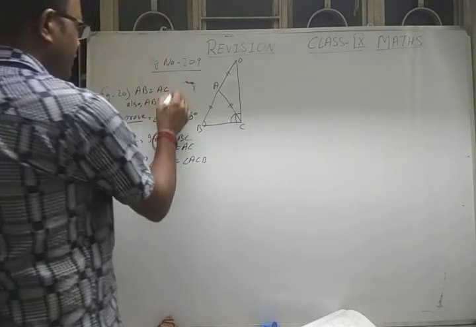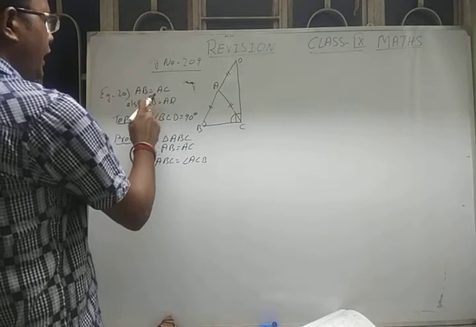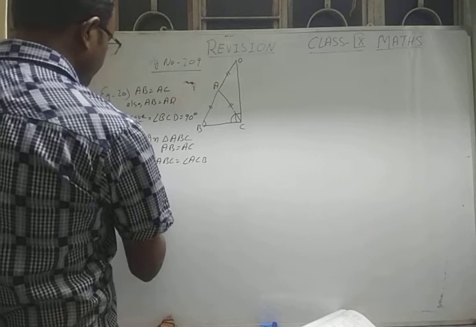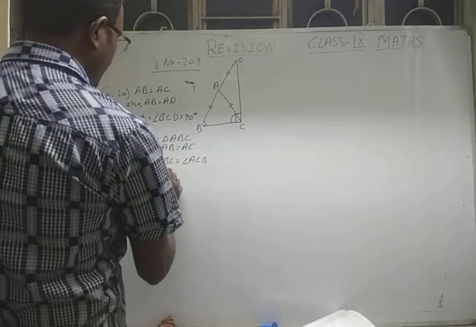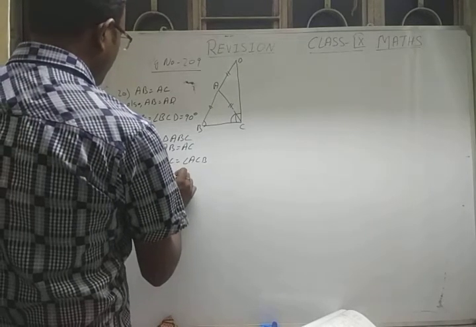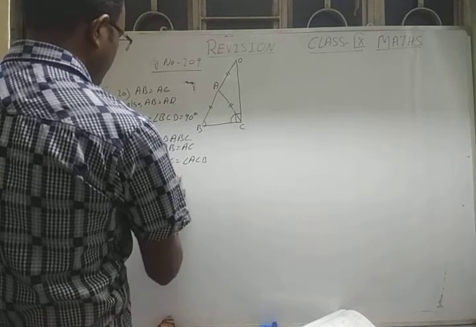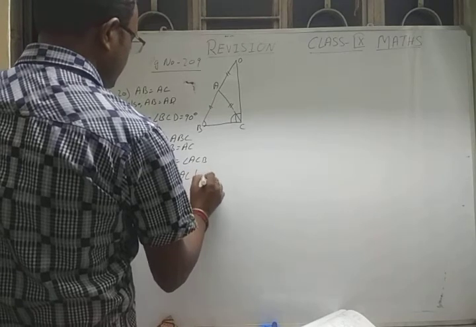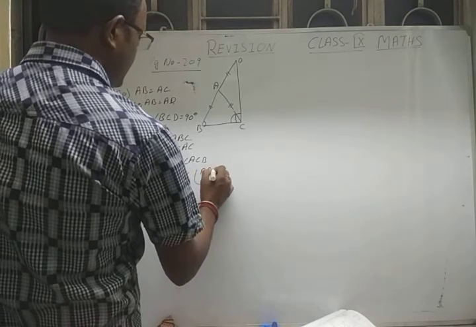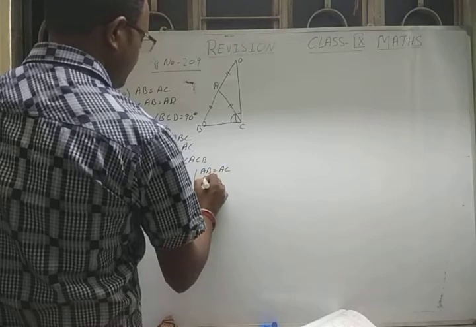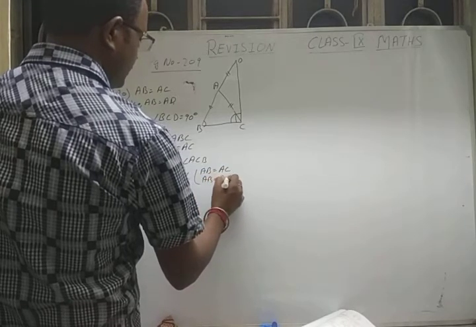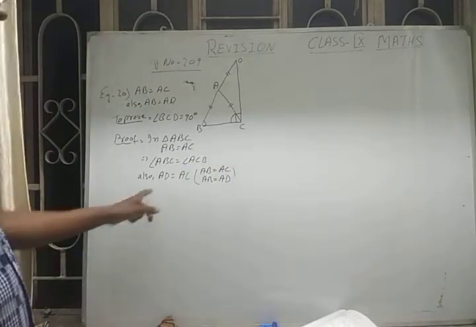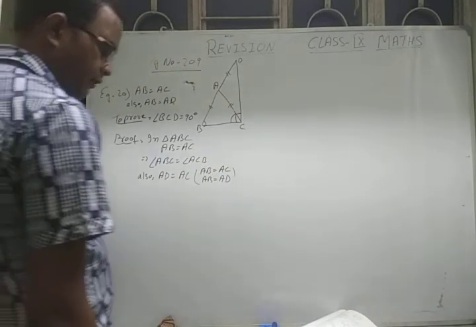Now from these two given, since AB is equal to AC and AB is equal to AD, that means AC is equal to AD. Also AD is equal to AC, because it is given that AB is equal to AC and AB is equal to AD. So where the left sides are equal, that means their right sides are also equal. So AB is equal to AC, you can write.